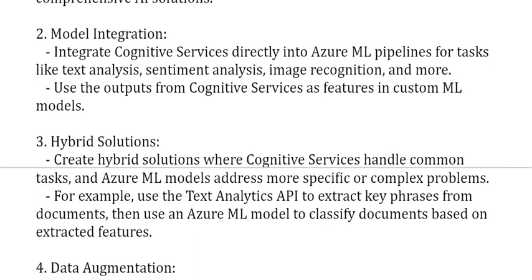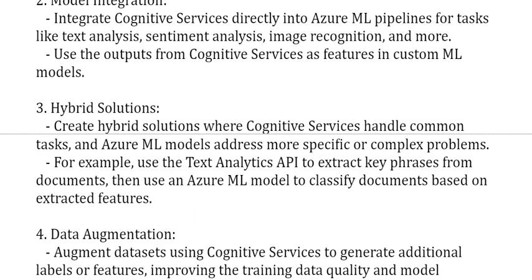Hybrid solutions: create hybrid solutions where cognitive services handle common tasks and Azure ML models address more specific or complex problems. For example, use the text analysis API to extract key phrases from a document, then use an Azure ML model to classify documents based on the extracted features.